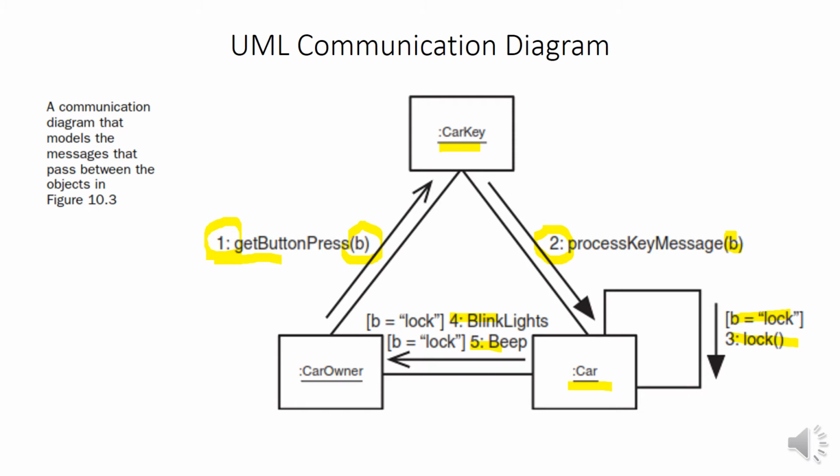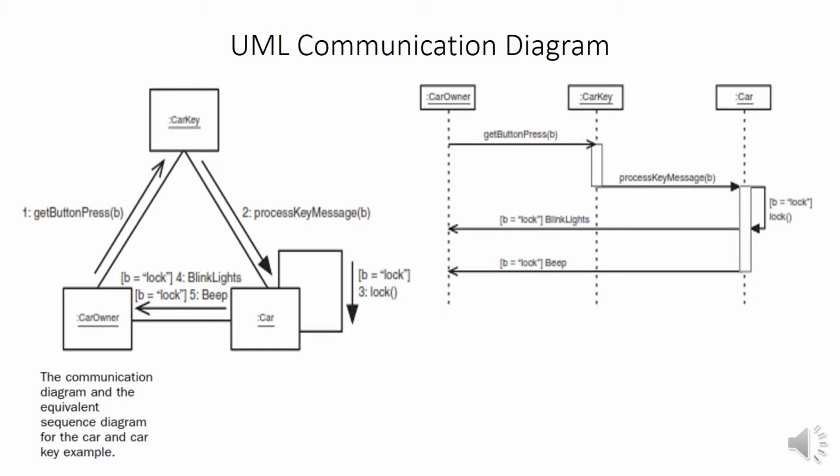So the summary of the slide is: objects are represented in the same way as you represent them in the sequence diagram. Objects are linked together with the help of a straight line, and messages are represented with an arrow, and the arrowhead points to the receiver of the message.